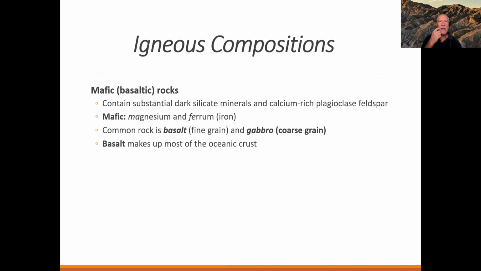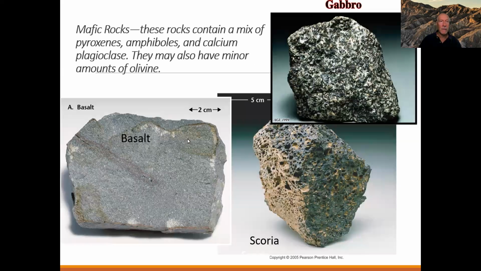Mafic rocks, again, rich in iron and magnesium and calcium, low in silica. They got a silica content of about 50% compared to 70% of the felsic. So if it's fine grain, we're going to call it basalt. That makes up the oceanic crust. If it's coarse grain, we're going to call it gabbro. So here's basalt, very fine grain.